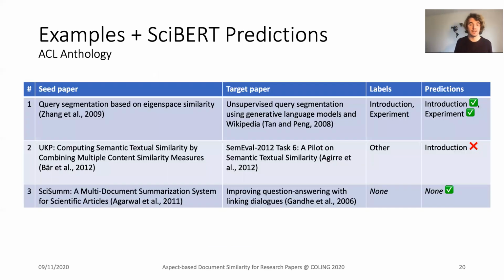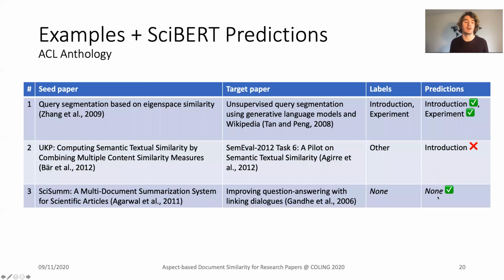For better understanding, we also manually analyze examples. Here we see the same examples from earlier, but also with the predictions from SciBERT. The first example, we see that all labels, the introduction experiment, are correctly predicted. Same for the example 3, the non-labels also correctly predicted.